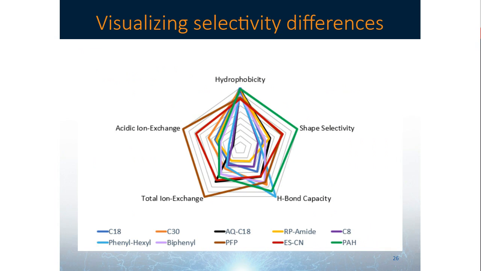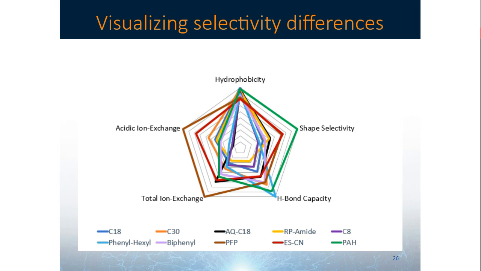So in terms of visualizing selectivity differences, the 5 tests that I've just described, those results are plotted starting with hydrophobicity at the top of the radar plot, and then working clockwise around to shape selectivity, hydrogen bonding capacity, the total ion exchange, and then the acidic ion exchange.